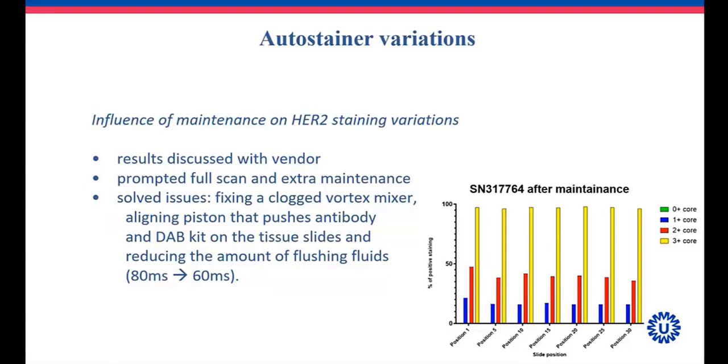We concluded that we had a problem, right? And we talked with the vendor, and this prompted a full scan of the different stainers and extra maintenance. And funny enough, there were some problems detected that we could solve, like fixing a clogged vortex mixer, aligning the piston that pushes the antibody and the DAB on the tissue slides, and reducing the amount of fluids that we push over the slides to wash them. And after maintenance, you see that the results were much more stable. Just look at the red bars again for the 2+, and you see that after maintenance, the results were much better than before. So that actually shows that you can detect some hidden problems within these machines by having this technology in place.